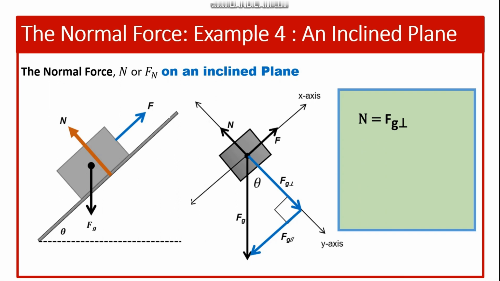So the normal force must equal Fg perpendicular. But from that right angled triangle, Fg perpendicular is equal to Fg cos theta. And we know Fg is actually mg, so the normal force finally becomes mg cos theta. That is always going to be the case for an object on an incline. The normal force is equal to mg cos theta.